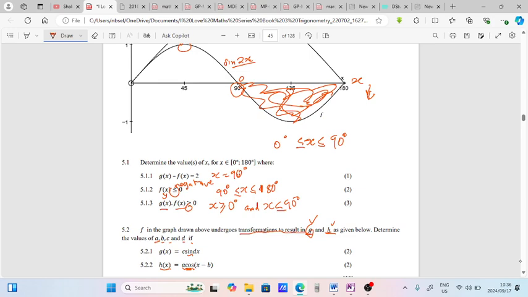45. You must shift. Should it shift to the right by 45 degrees?